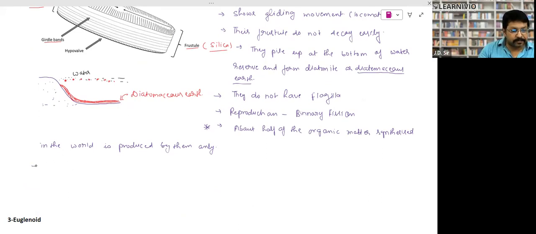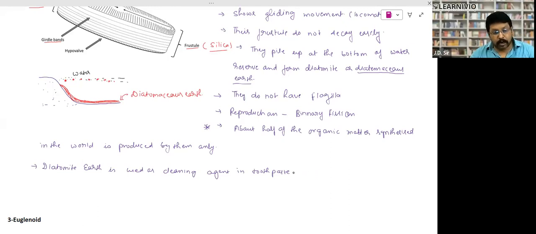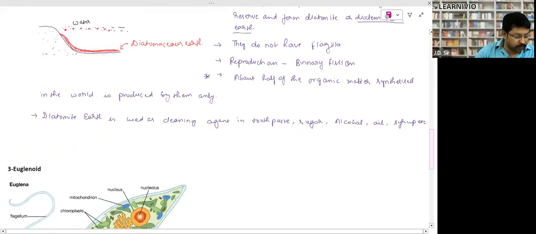Now the next thing is that diatomite, this diatomite earth, is used as a cleaning agent in toothpaste, sugar, alcohol, oil, syrup, etc. Right? So this is used over there, right?